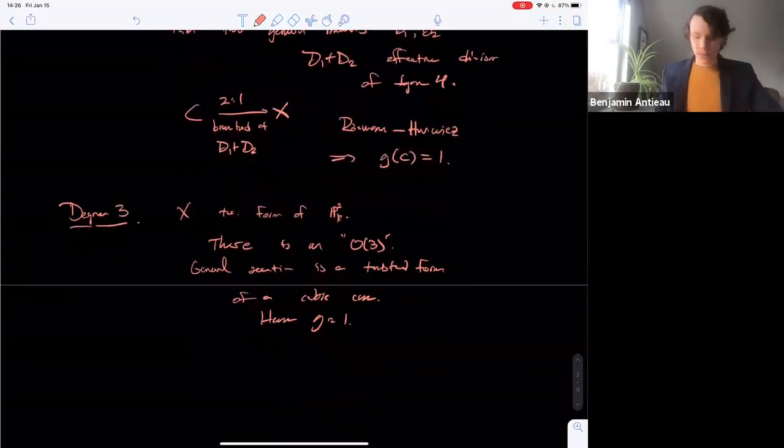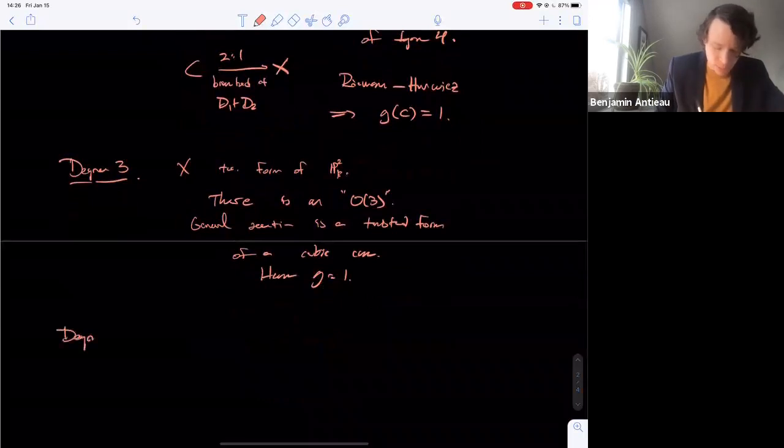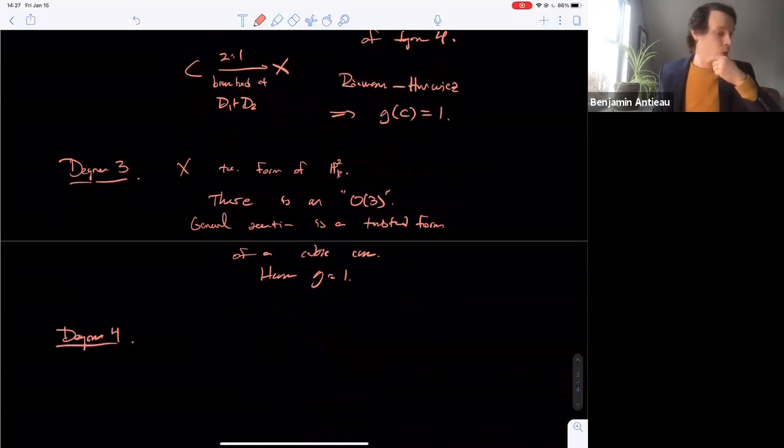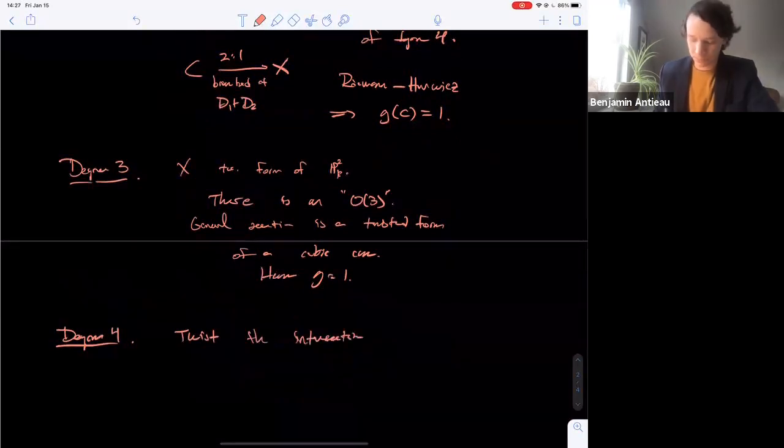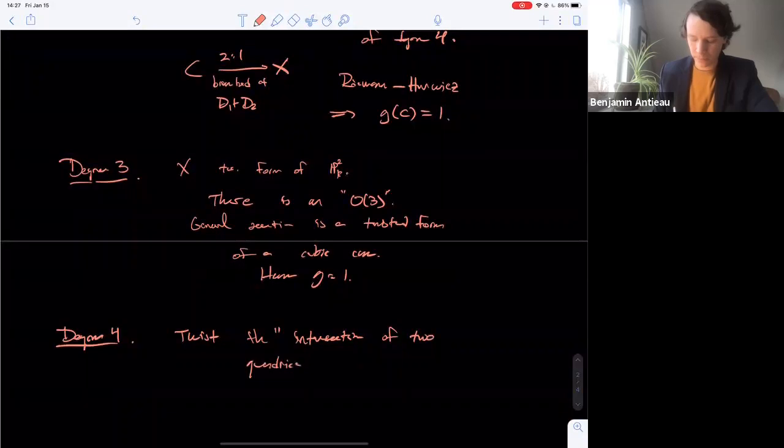Well, you're feeling pretty good. That's degree two, degree three. You might reasonably guess that you can successfully twist the intersection of two quadrics. In P3, a Severi Brauer of degree four is a twisted form of P3. Now you can't generally twist the notion of a quadric because O(2) doesn't descend, only O(4) does.